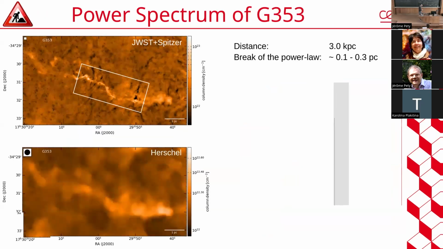Yes. So we have another one which is at 5 kiloparsec, which is G53. Here you actually can see a really nice overlap of the data, and there's the breakpoint, which is again around this 0.1 to 0.3 parsec. So there seems to be some characteristic scale in all of this. Yeah, it's a bit unfortunate now.